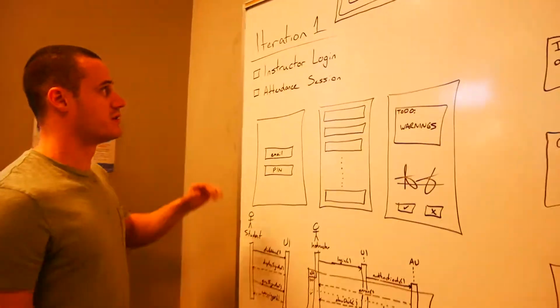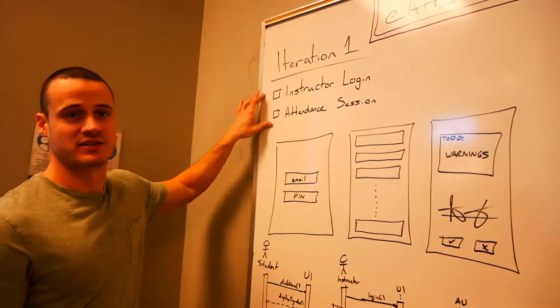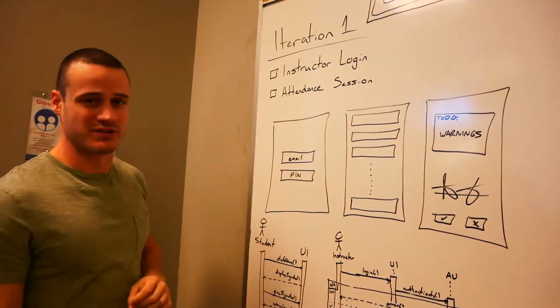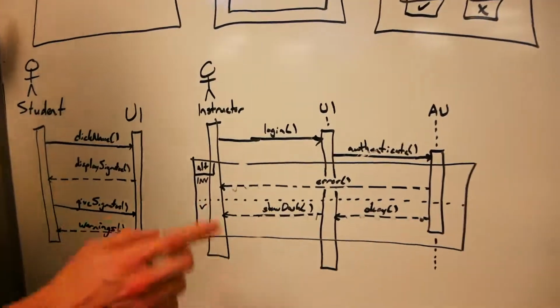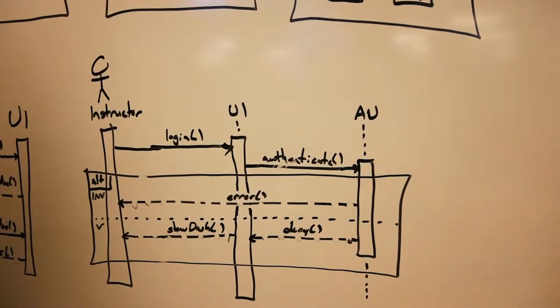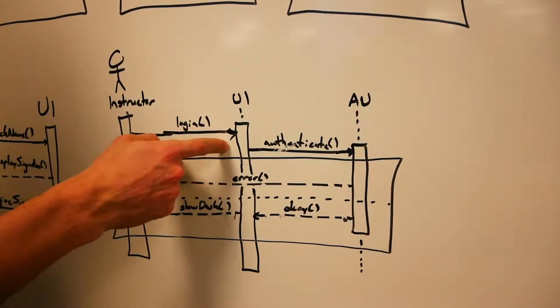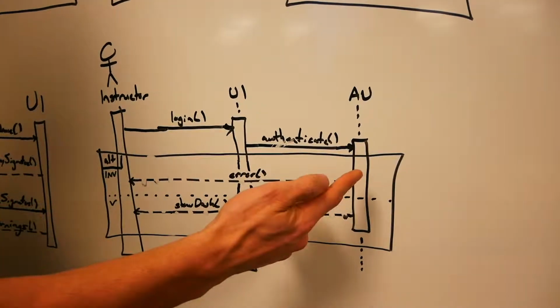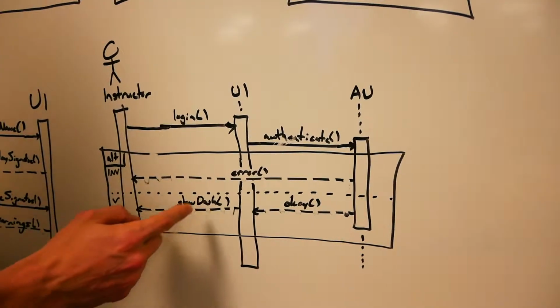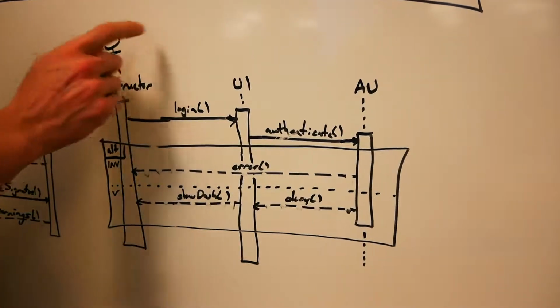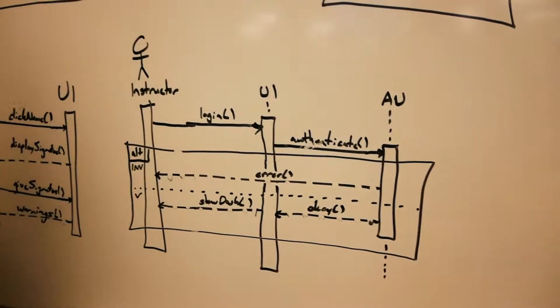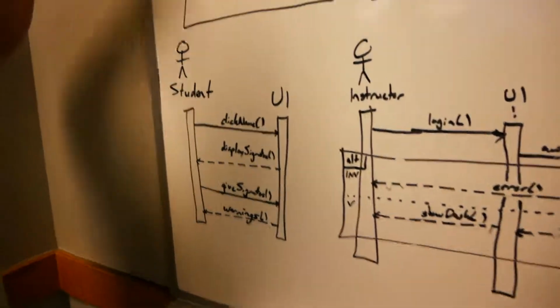So along with the use cases that he's talking about, we have our sequence diagrams. Starting with instructor login, the instructor will enter his email and PIN, which is the login phase. We'll authenticate it, and then there's 2 possible paths, whether it's an error or it's okay, and then we move on to our second use case, which, like Roger said, is attendance session.